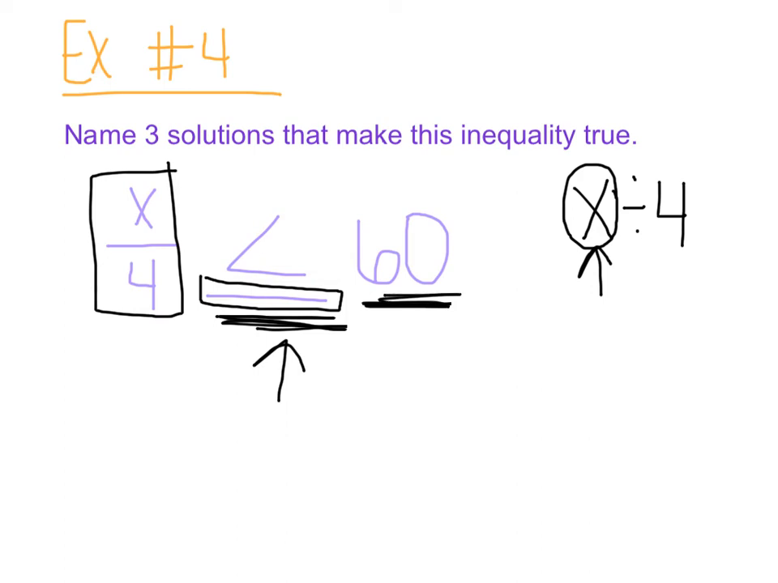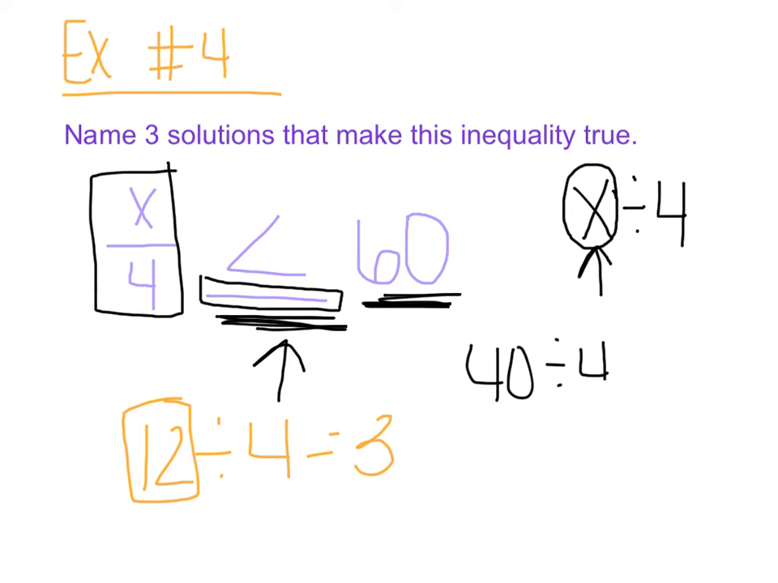Well, let's try something. Let's try 12. 12 divided by 4 is 3. And 3 is less than 60, so that must work. So 12 can be an answer. Let's also try 40. 40 divided by 4 equals 10, and 10 is less than 60. So 40 can be an answer.